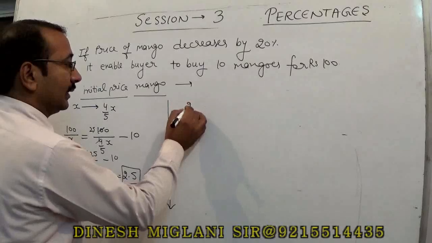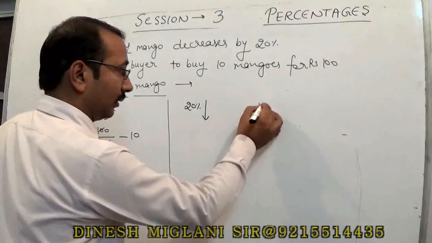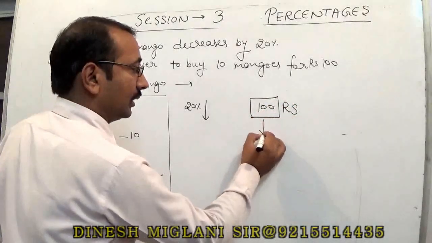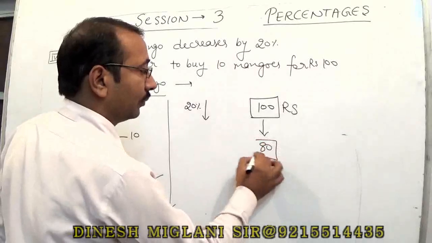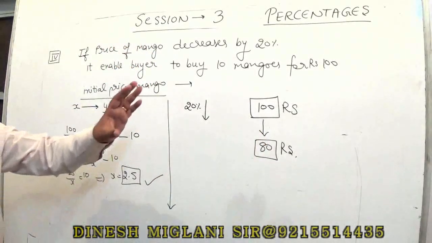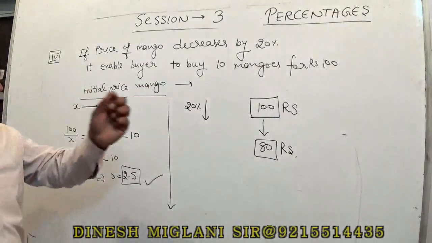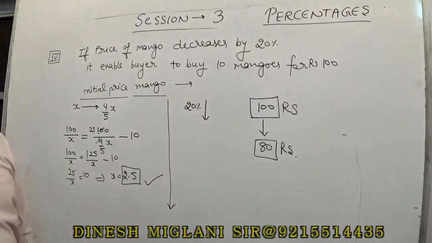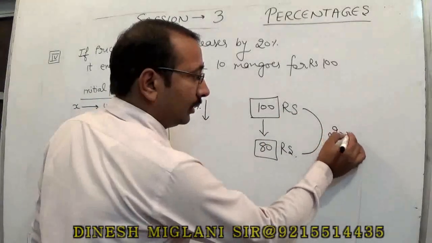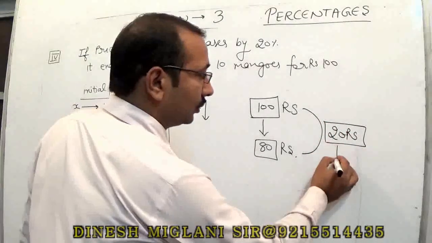The price decreases by 20%. It means the number of mangoes that we bought for 100 rupees earlier, now for the same quantity we have to spend rupees 80. Earlier, if we spend rupees 100 in buying some mangoes, now for getting the same quantity we have to spend rupees 80. What is the change in money? 20 rupees. And because of that change, we are in a position to buy 10 mangoes more.